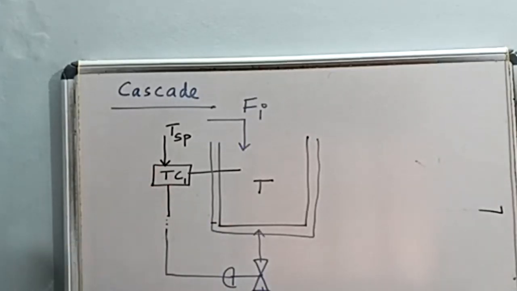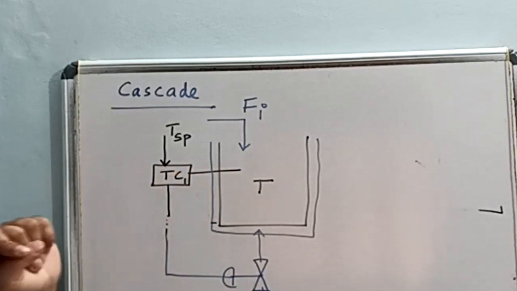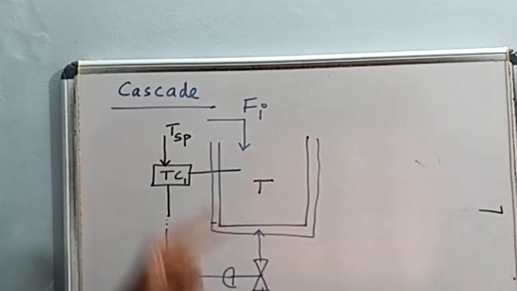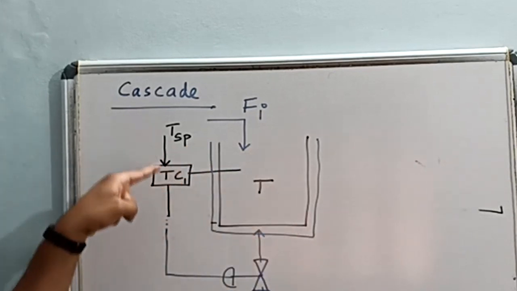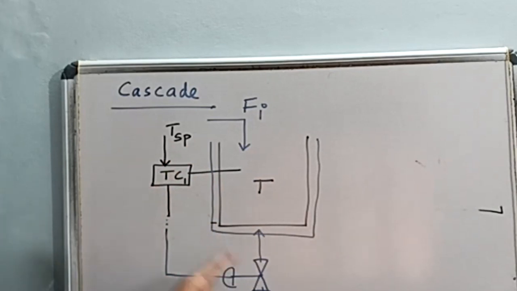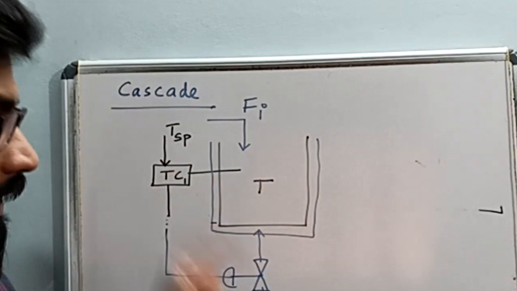That is, we have only one controller. So we are measuring the temperature of the content in the tank, and we are controlling it by what? Coolant. If the temperature of the tank is more, this temperature controller, comparing with the set point, will give an input whether we should increase the flow of coolant or decrease the flow of coolant. Clear?